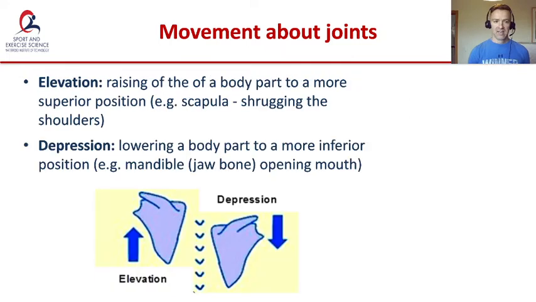Elevation and depression. Elevation is the raising of a body part to a more superior position. So the example is your shoulder blades, shrugging your shoulders, pulling them up to a more superior position, and depression is lowering a body part to a more inferior position, so dropping them down. So from the normal anatomical position you can depress your shoulders, put them down, or from the normal anatomical position you can elevate your shoulders, pull them up. As we speak, our jawbone, our mandible, is elevating and depressing. It's moving up and it's moving down.